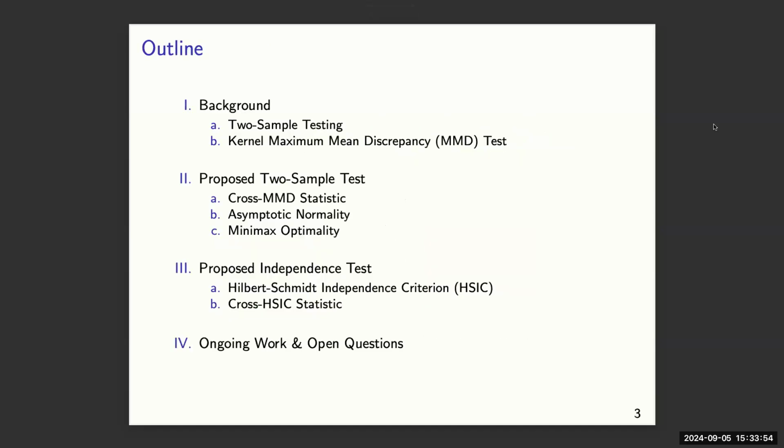So here's the outline of today's talk. I'll begin by presenting some background about the problem of two-sample testing. And then I will introduce a class of two-sample tests based on this notion of kernel maximum mean discrepancy metric. I'll describe some of the existing methods based on kernel-MMD and discuss what their problems are. And that will lead us to the second part of the talk, in which I will propose a new kernel two-sample test, which addresses those problems. And then I will describe how the same ideas can also be used for other problems like independence testing. And finally, I'll conclude with some of my ongoing work and some open questions.